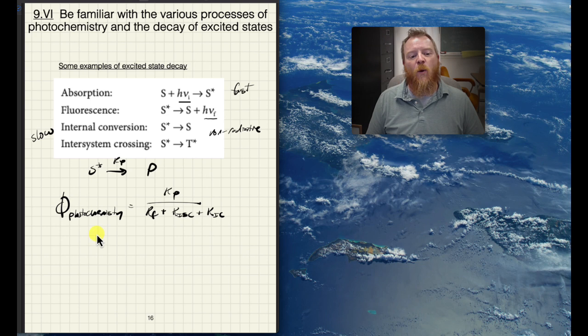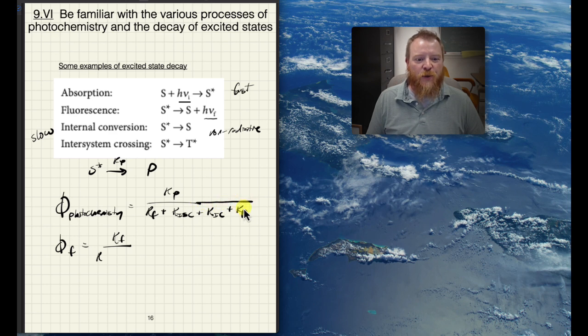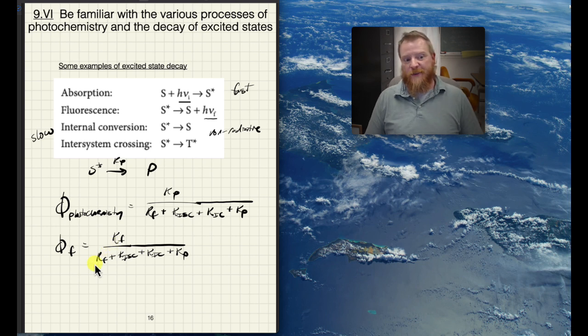Or we could also think of the quantum yield for fluorescence, for example. So I'll write quantum yield F, and that would be Kf divided by all of the other processes. Sorry, I'm also going to add Kp. We have to think of it as the total. In other words, if I want the quantum yield of fluorescence, it'd be Kf divided by Kf plus KISC plus KIC plus also Kp.